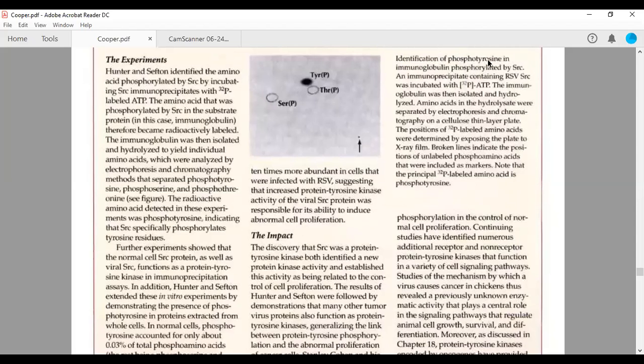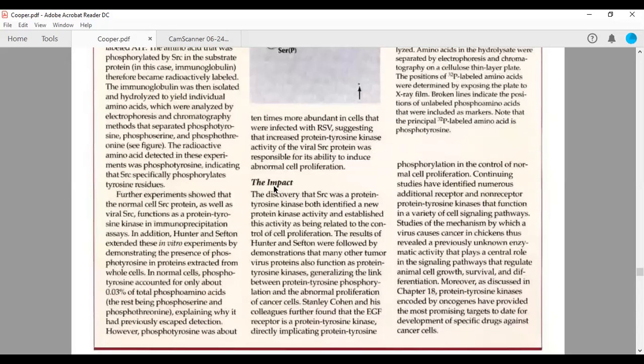Okay, so this is the identification of phosphotyrosine in immunoglobulin phosphorylated by the SRC protein in an immunoprecipitate containing the sarcoma virus SRC. It was incubated with this radioactively labeled ATP, and then they identified it with the help of X-ray film. These are broken lines actually. The broken lines indicate the positions of unlabeled phosphoamino acids which were used as markers. Note that the principal P32 labeled amino acid is phosphotyrosine.